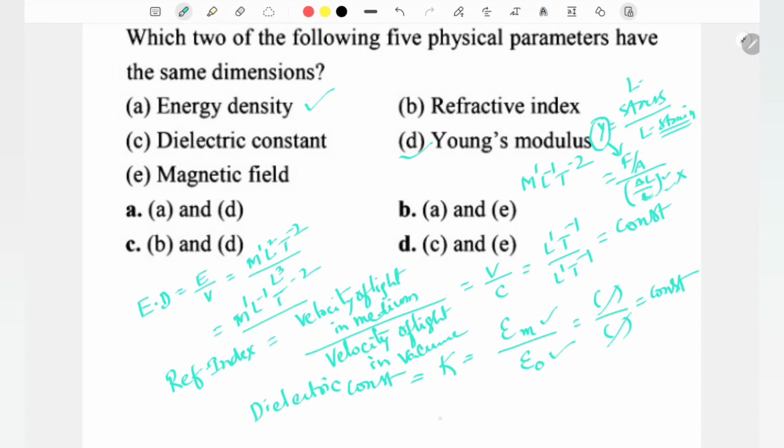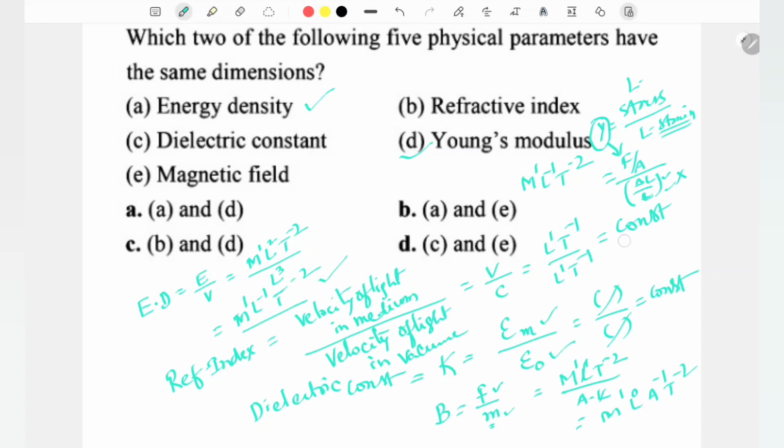Next, magnetic field. Magnetic field B is equal to F by M. Here F is the force and M is the pole strength. The unit for force is M^1 L^1 T^-2 divided by the unit for pole strength, which is ampere meter, so ampere into L. By cancelling we get M^1 L^0 A^-1 T^-2. Energy density has the dimensions M^1 L^-1 T^-2.